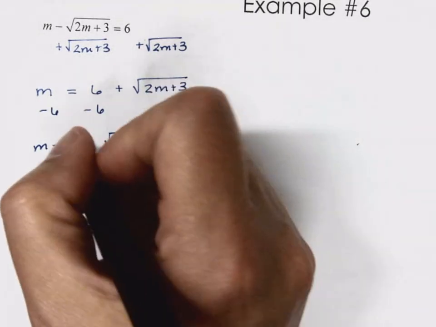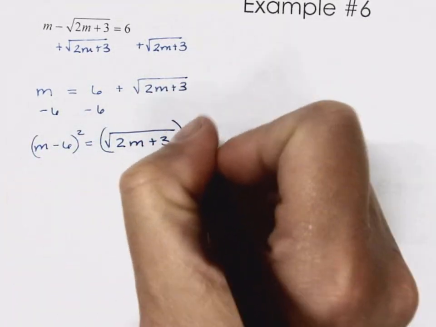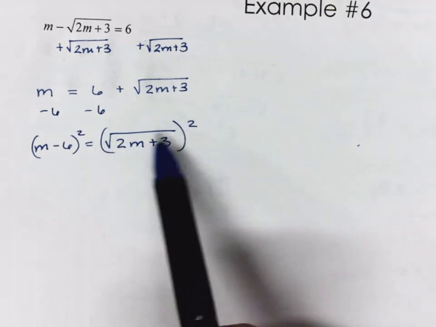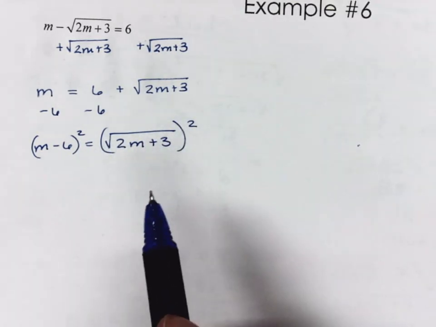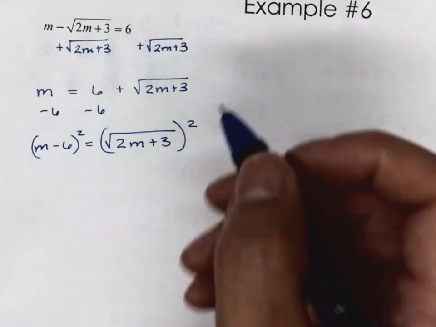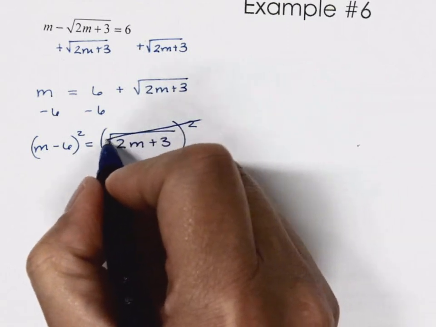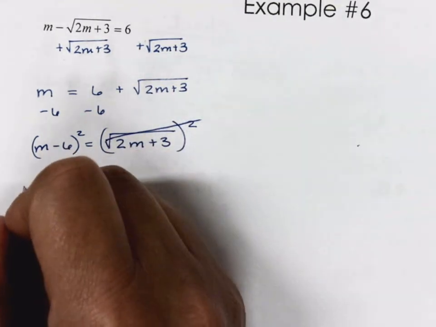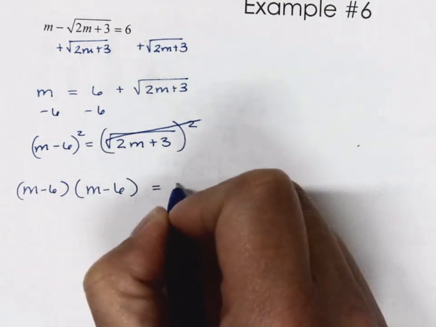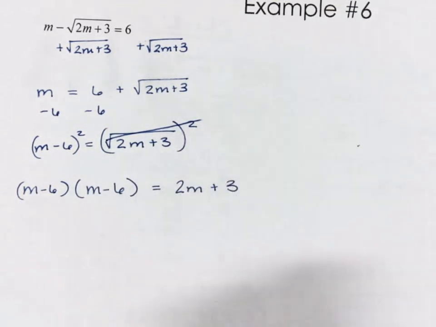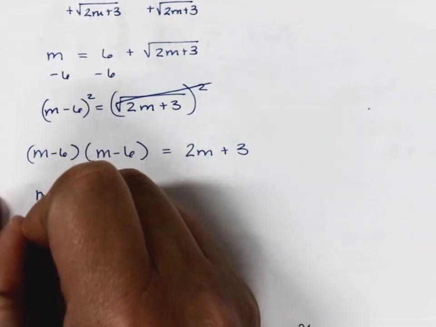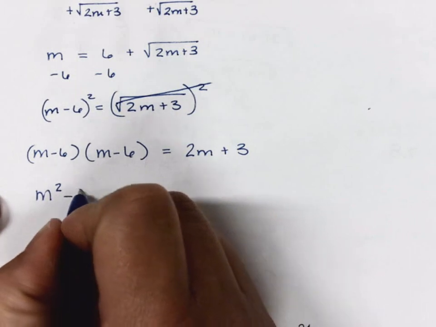Okay, so now step 2, I'm going to square things. Because there is just the root sign, there's no binomial, there's no constant, I'm not adding or subtracting anything to it, there's no coefficient, I'm good to go ahead and just cancel those out. So I'm left with m minus 6 times m minus 6 equals 2m plus 3. So I'm going to multiply m minus 6 by m minus 6.